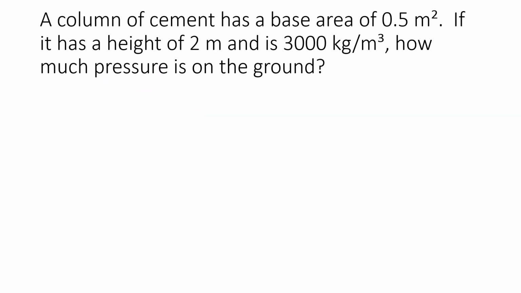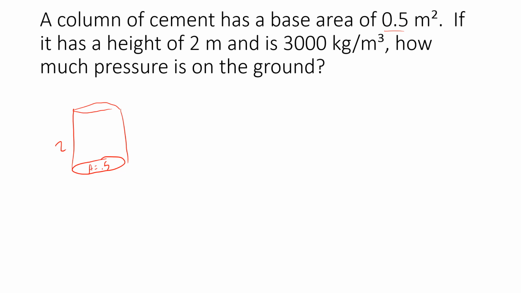A column of cement has a base area of 0.5 meters squared. So this is the area. That's the whole thing. If it has a height of 2 meters, okay, so area is equal to 0.5, and it's 2 meters tall, and the density is 3,000 kilograms per meter cubed. How much pressure is on the ground? Nice. We want to do this one because we want to combine yesterday's stuff with it.